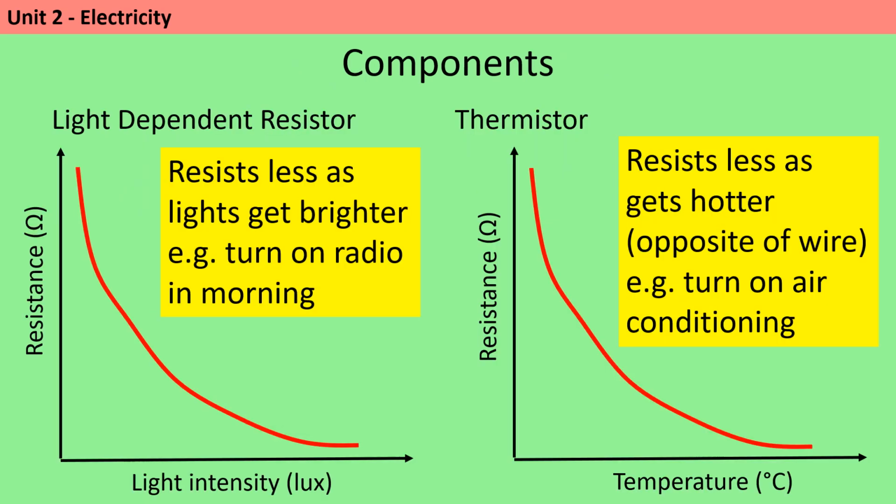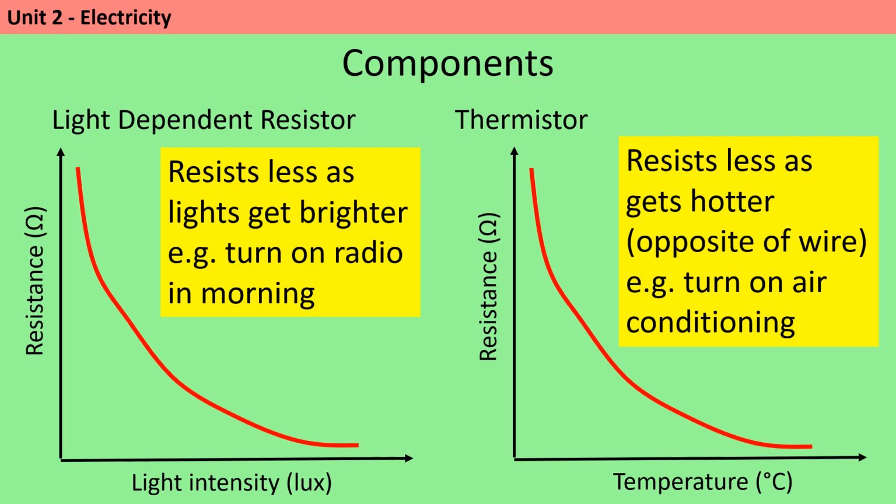Now, these two graphs are different to the last ones. The last ones were IV graphs with current and potential difference. These ones have resistance on the y-axis, and on the x-axis they have whatever is pertinent to this particular component. On the left we've got a light-dependent resistor, and the point of a light-dependent resistor is that the brighter the light is, the less it's resisting. You could use this, for instance, to turn on a radio in the morning. As the sun comes up and it gets lighter, there's less resistance, so then the current can flow and the radio turns on.